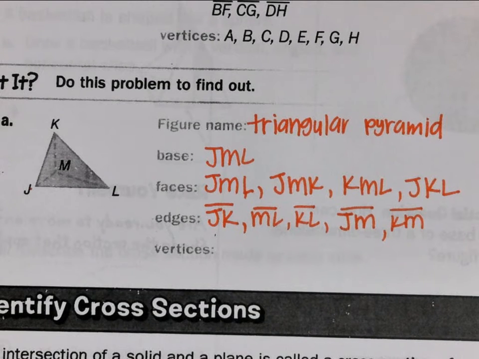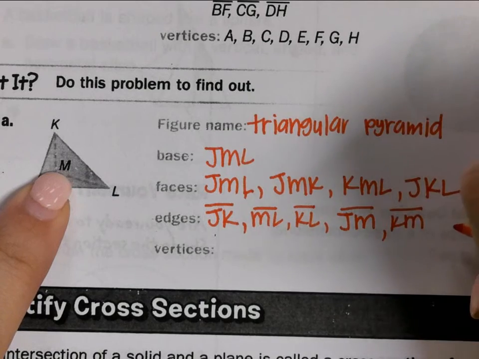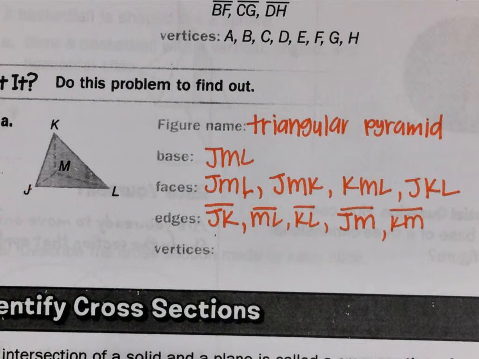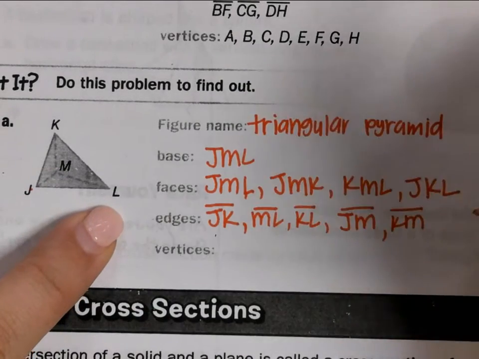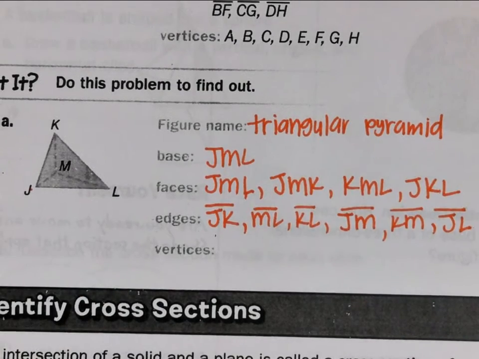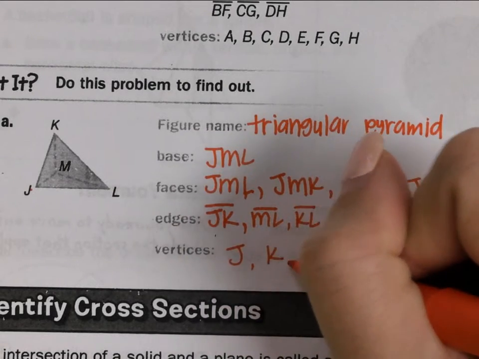Is that all? We should have one more. We're missing one. LM. Oh, yeah, we do. ML. JL. Yep, that's our missing one. Good. So we have 6 edges. All right, what are my vertices? JKL.